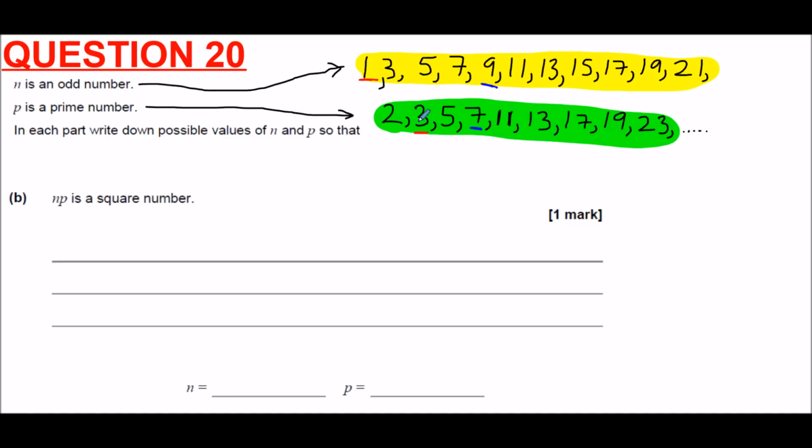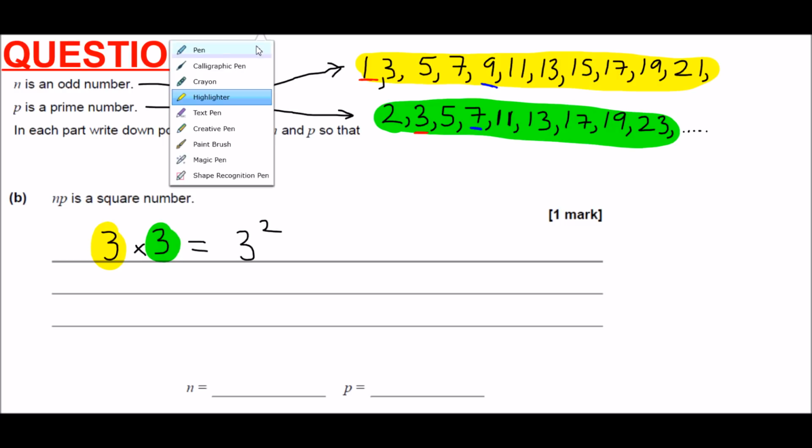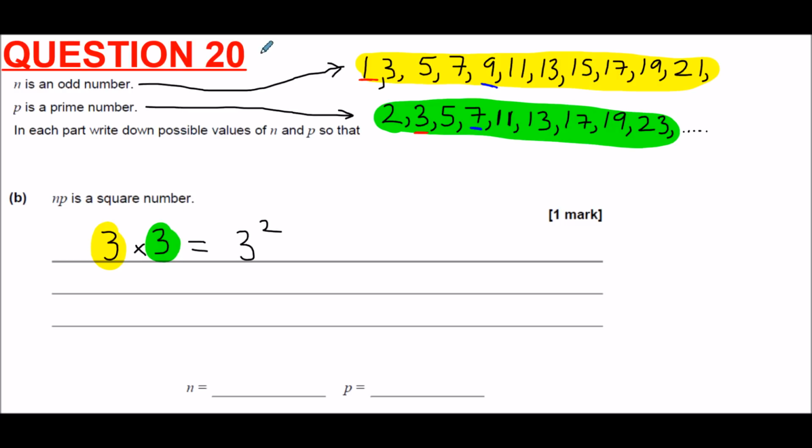So if you notice here, 3 is in each list. And so 3 times 3 would work, because obviously that's 3 squared. By the nature of a square number meaning a whole number multiplied by itself, what we need to do is just find a number that's in each list, really. So we could have 7 and 7 as well, because 7 is in both lists. So 7 times 7, that would be a square number. That's 7 squared. We could have 11 times 11, 13 times 13.